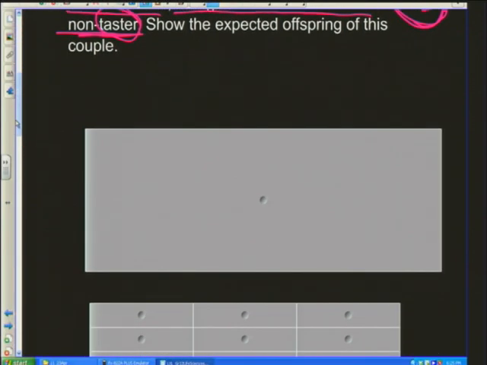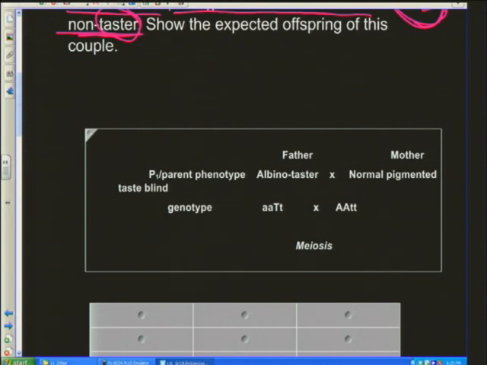So we start off by answering the question now. We start off just like we would do in a monohybrid cross. We would start by saying P1, the parents and the phenotype: the father is an albino taster, and the mother is normally pigmented. She's normally pigmented, taste blind, okay? And the father's genotype is albino. This is the husband in this case. And he is a taster, but remember, his mother was a non-taster, so he would have had to have the small t.